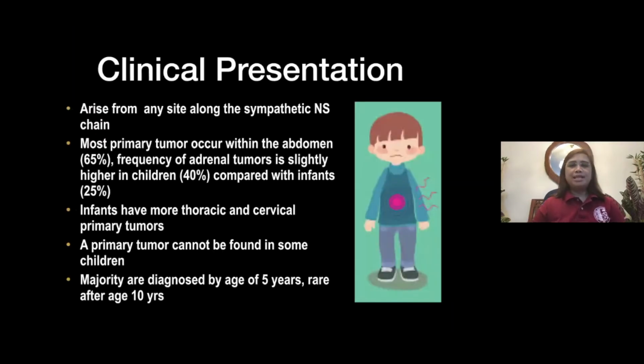For the clinical presentation, it arises from any site along the sympathetic nervous system chain. Most primary tumors occur within the abdomen. The frequency of adrenal tumors is slightly higher in children compared with infants. Infants have more thoracic and cervical primary tumors. A primary tumor cannot be found in some children, and the majority are diagnosed by age 5 and rare after the age of 10 years.